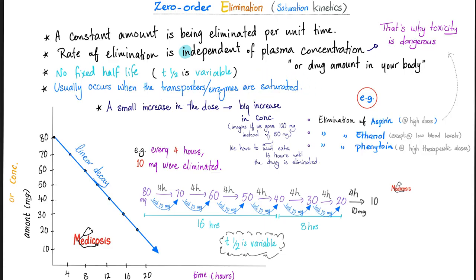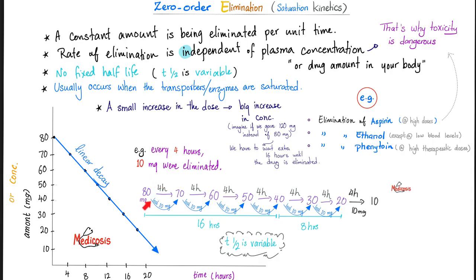We're saturated. We're full. Conversely, a small increase in the dose, for example, from 80 milligrams to like 120, which might not sound like much, is very huge. Why? Because you will have to wait an extra 16 hours until the drug is eliminated. Because after 4 hours, the 120 will become 110. After another 4 hours, 100. After another 4 hours, 90. After another 4 hours, 80.